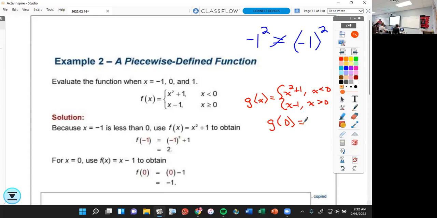Is 0 a part of the domain? No. This tells me my domain. My domain is from -infinity to 0, not including 0, and 0 to infinity, not including 0, right? So g of 0 is undefined.